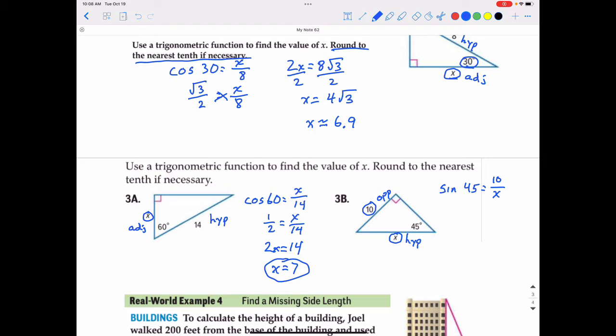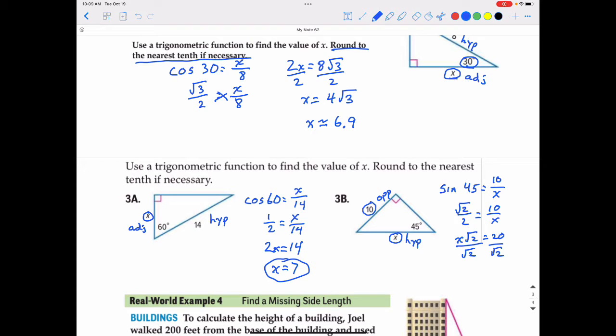Well, the sine of 45 is the square root of 2 over 2. Set that equal to 10 over x. We can cross multiply, so we get x square root of 2 equals 20. We would divide by the square root of 2. And if it didn't say to round to the nearest tenth, I would just rationalize the denominator.